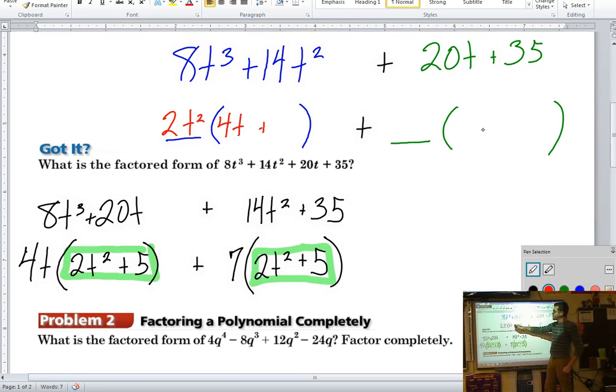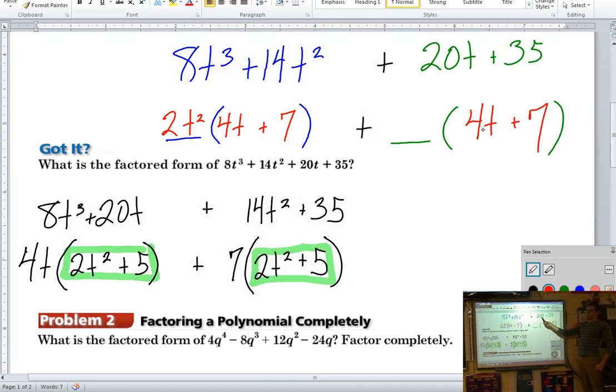Now if I pull out 2t squared, what would that need to multiply to make 8t cubed? 4t plus, if I had divided this by 2t squared, well the t squared is canceled, 14 divided by 2 gives me 7. I would have to have 4t plus 7 over here if this is gonna work.